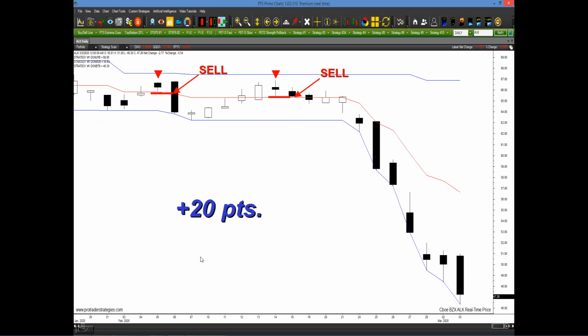Now, the good news is we have multiple ways for entering, multiple ways for exiting, and multiple different techniques for placing your stop. We teach you that in our course. Ultimately, you decide which one makes you feel the most comfortable.